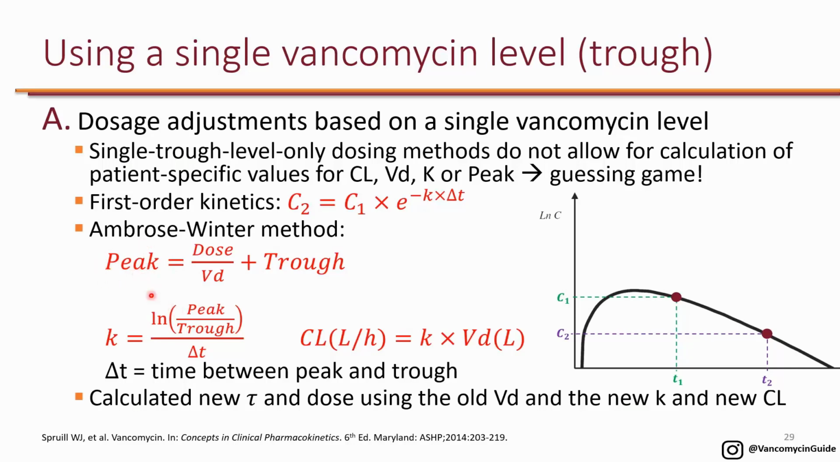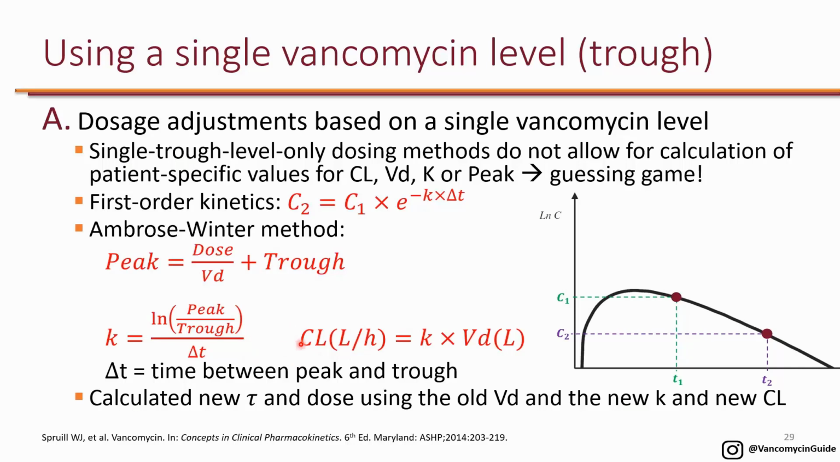And then based on this estimated peak, you can re-estimate the K. So previously you used the K from population kinetics. Now you semi-individualize it, because the trough is from the patient, but the peak is still estimated. So overall, this K is not truly individualized.